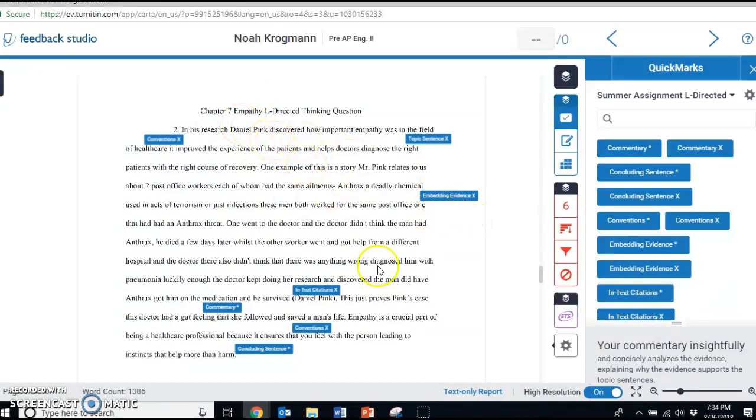And then lastly, Noah, I would encourage you to really pay attention to conventions. I noticed some second person you in here, which is a little bit too informal for paragraph writing. We want to stay away from a lot of those personal pronouns, especially you. And up here when I'm reading, Daniel Pink discovered how important empathy was in the field of healthcare. It improved the experience of the patients. Notice that's almost like two separate sentences. So I would encourage you to read out loud and make sure you don't have those run-on sentences going on in your writing. And we'll work on that this year, okay?